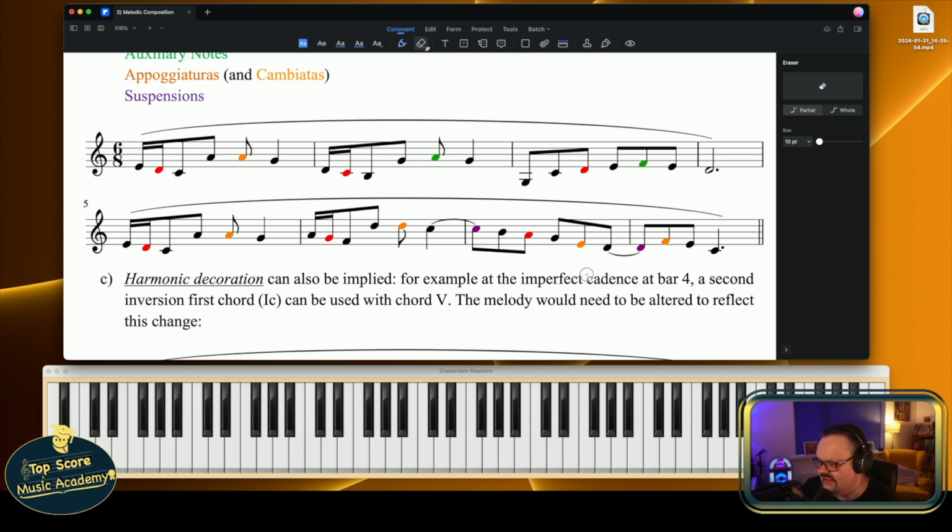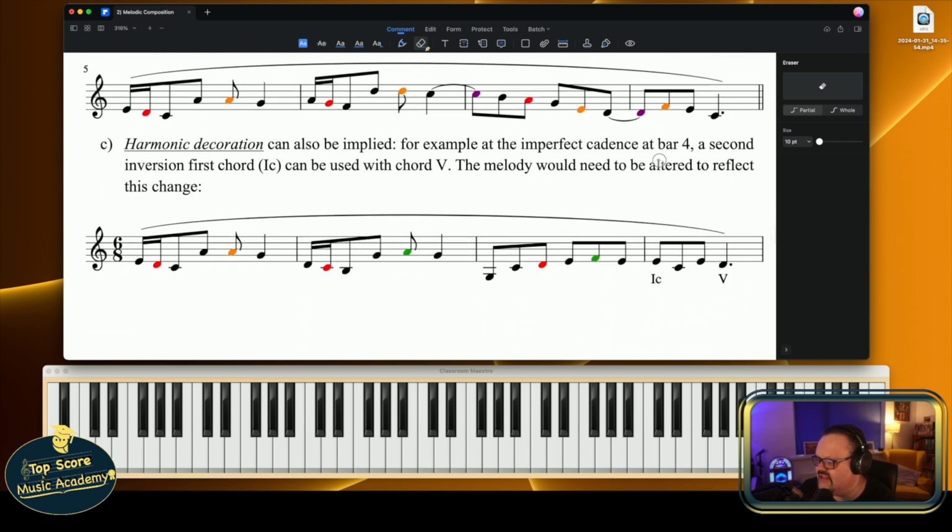For example, at the imperfect cadence in bar 4, a second inversion chord, a 1C chord, could be used with the chord 5, because maybe having a big long dotted minim on that bar does bring the melody to sort of a standstill. So you may want to make the melody feel as if it is progressing on a little bit more. So we could change that bar 4 to something a little bit more advanced by suggesting second inversion chord 1 to a root position chord 5. So like a cadential 6/4, in other words, for that bar 4. So here it is with the 1C this time.